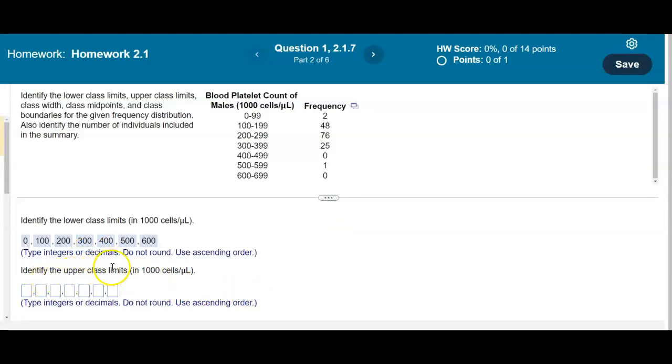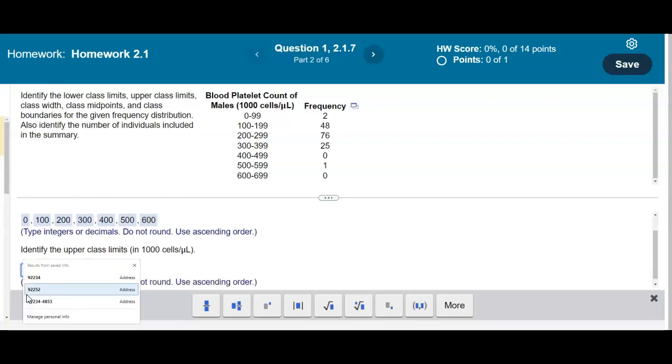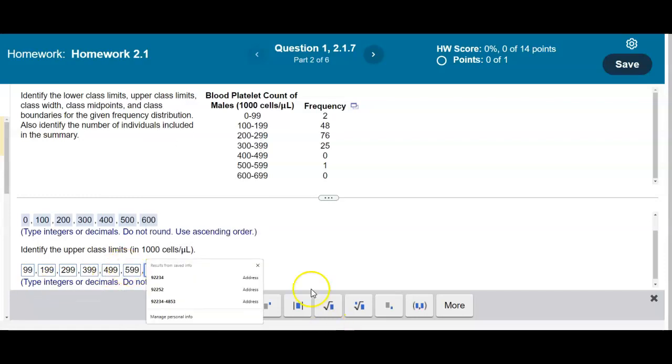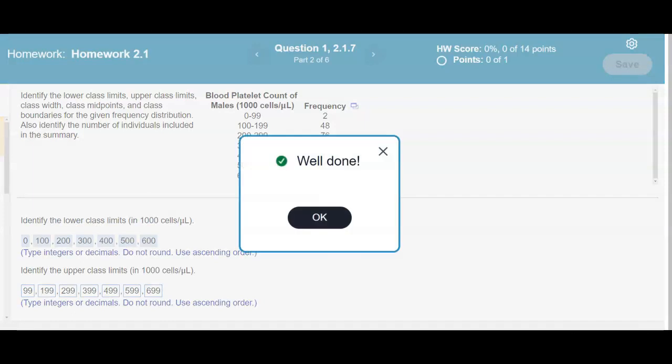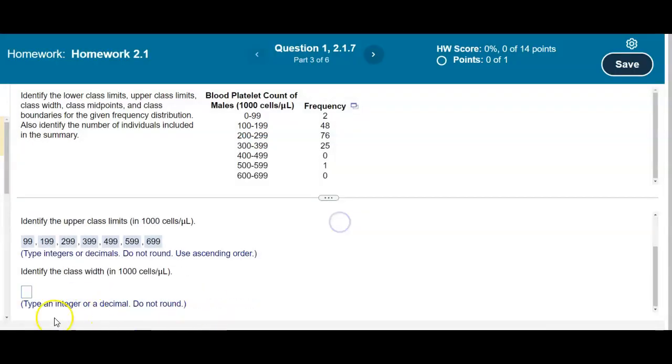Now we want to identify the upper class limits. So you can see here the upper class limits are 99, 199, 299, and so on. So let's go ahead and do that. We got 99, 199, 299, 399, 499, 599, and 699. Let's go ahead and check our answers and make sure we're good. And there's our result.